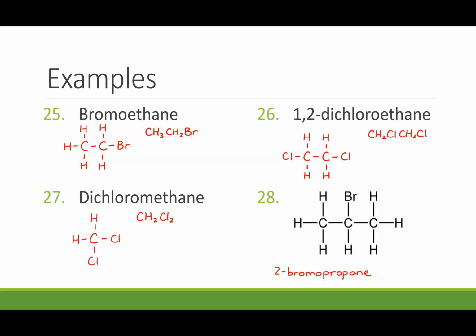Now just like with the alcohols, halogenoalkanes can be primary, secondary, or tertiary, depending on how many carbons are attached to the carbon that's attached to the halogen. So in number 25, the carbon that is attached to the halogen is bonded to one other carbon, so this is a primary halogenoalkane. And in number 28, the carbon that is attached to this bromine has 2 other carbons attached to it, and so this would be a secondary halogenoalkane.